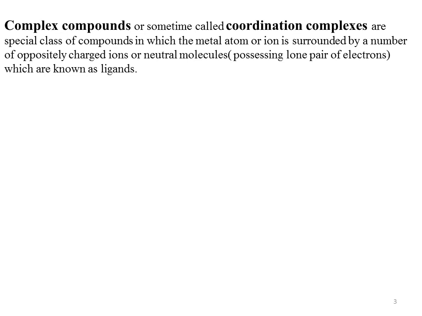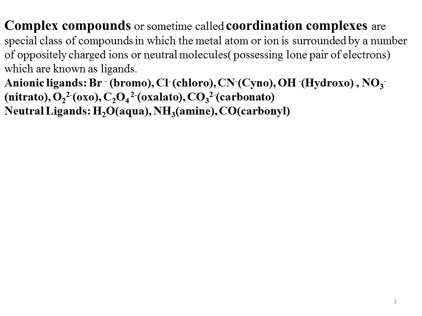What is meant by denticity? Denticity of a ligand is the number of donor atoms through which it can link to the central metal atom. Now we will see ahead what examples we can have on the basis of denticity, but here first we are having a look upon the anionic ligands: bromide and chloride, cyanide, hydroxide and nitrato, and so on.